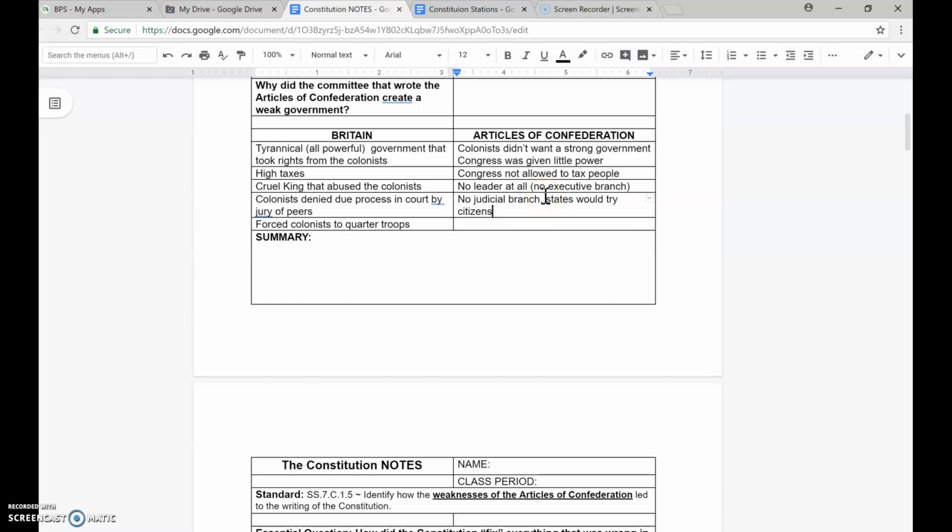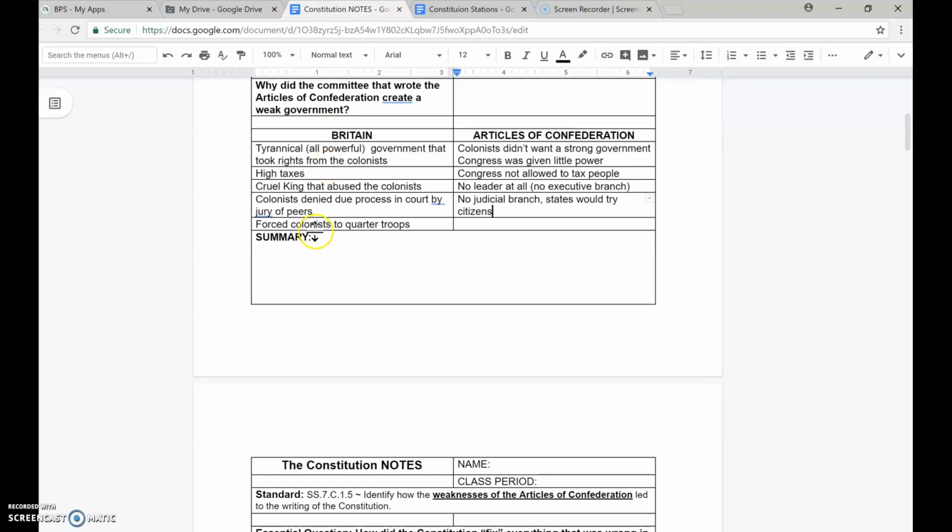So what this is saying is, because Britain denied due process in court by jury of peers. For example, if you were accused of a crime, instead of taking you to court and letting you plead your case and face your accuser, they would just go out and execute you. So under the Articles of Confederation, they wanted to safeguard against that because they didn't want that to happen again. So there was no judicial branch. States would just try all the citizens.